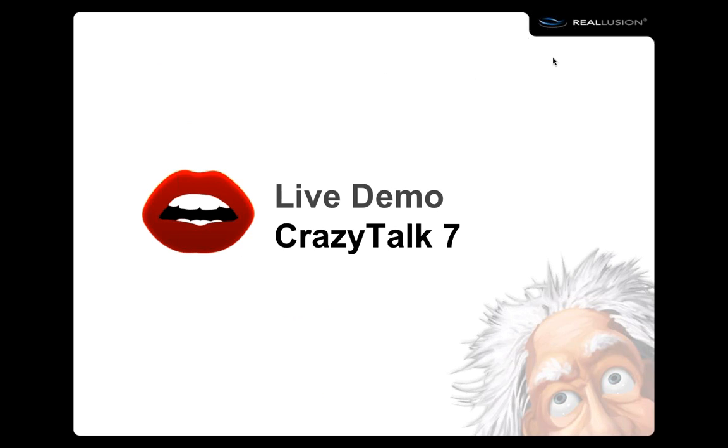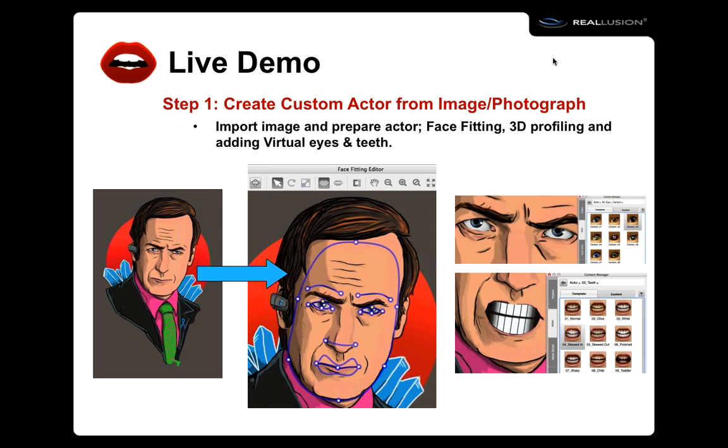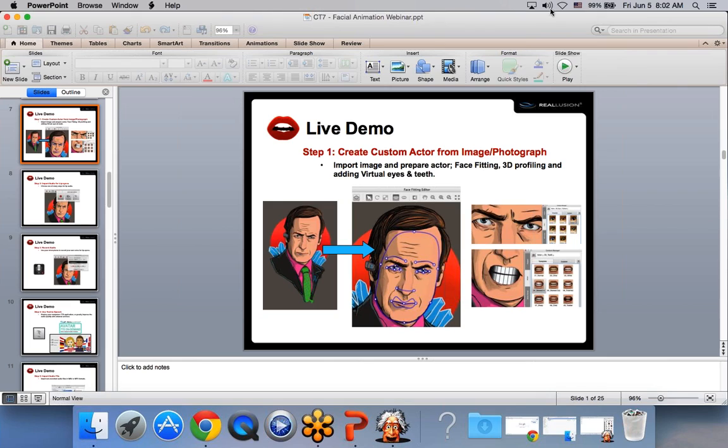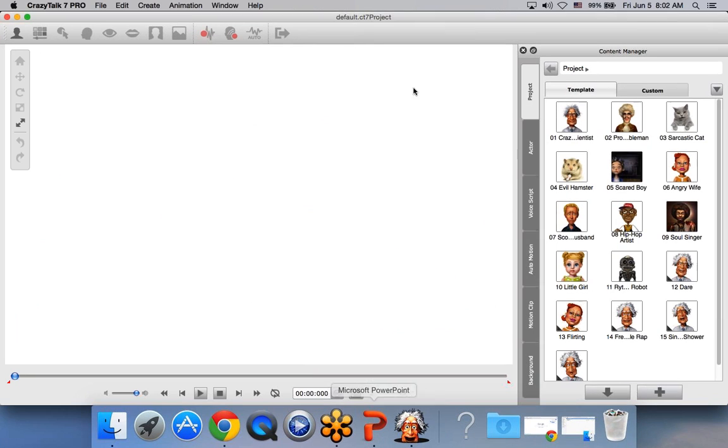Okay, so great. That is CrazyTalk, and let me just put my words into action. Let me go into the live demo, and I'll show you how to operate the software. So the first thing we're going to do is create a custom actor from an image. You can do this from an image, or you can do this from a photograph. So I'm going to import this image, and later on I'm going to start preparing the image. I'm going to go through the face fitting, 3D profiling, and lastly, I'm going to add virtual eyes and teeth to my character. So let's open CrazyTalk 7, and this is the software.